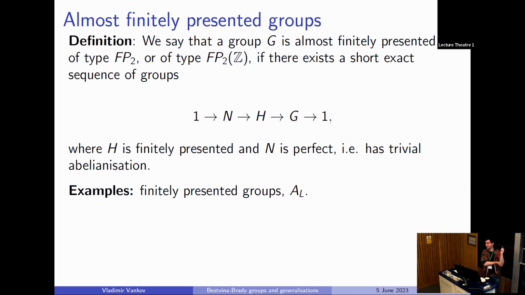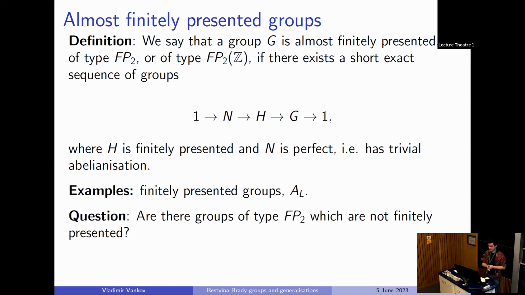That certainly has trivial abelianization, and we can take H to be G itself when G is finitely presented, and so that map between H and G will just be an isomorphism. And so these groups A_L, the right-angled Artin groups that we define, as long as we start with a finite simplicial complex L, this will give us a finite presentation.